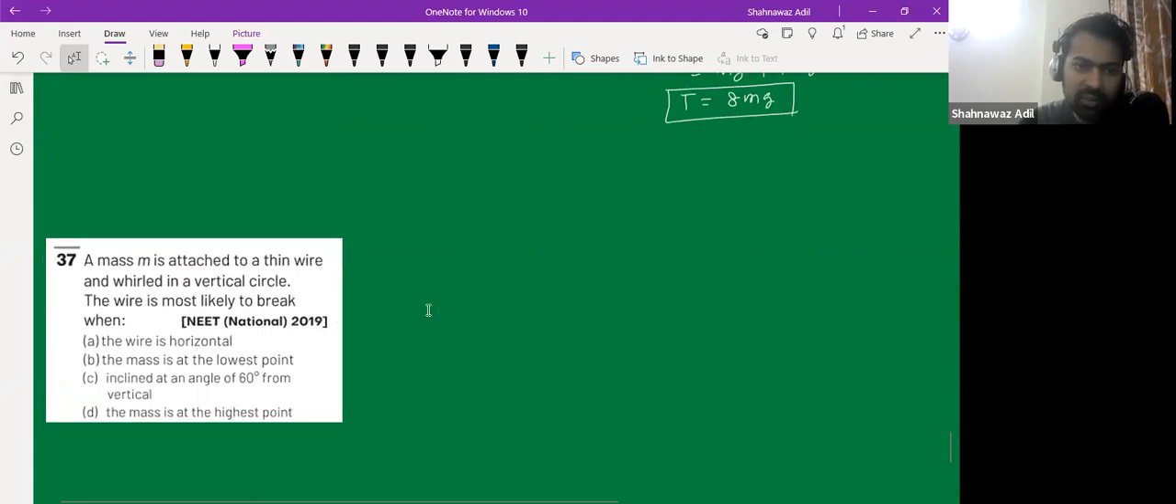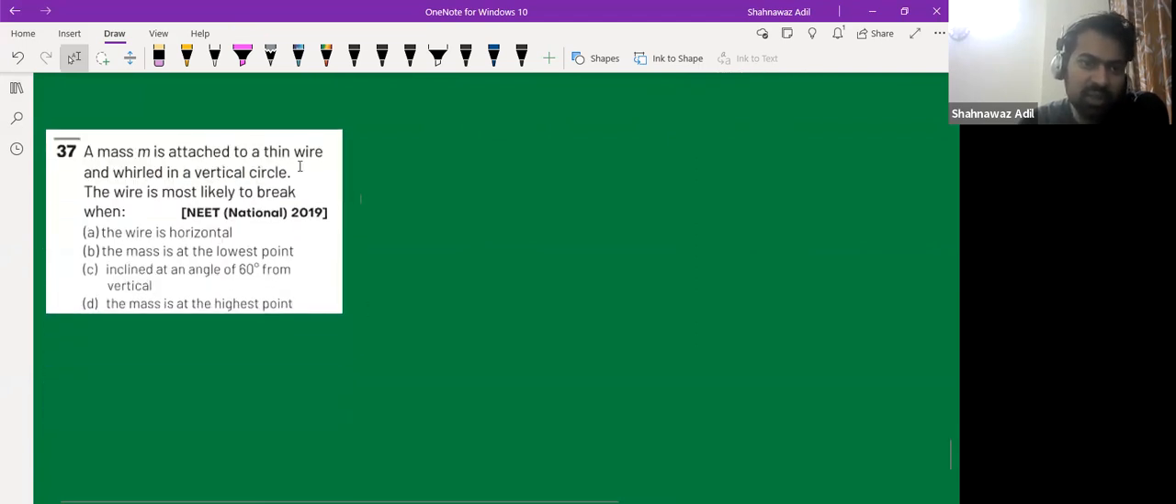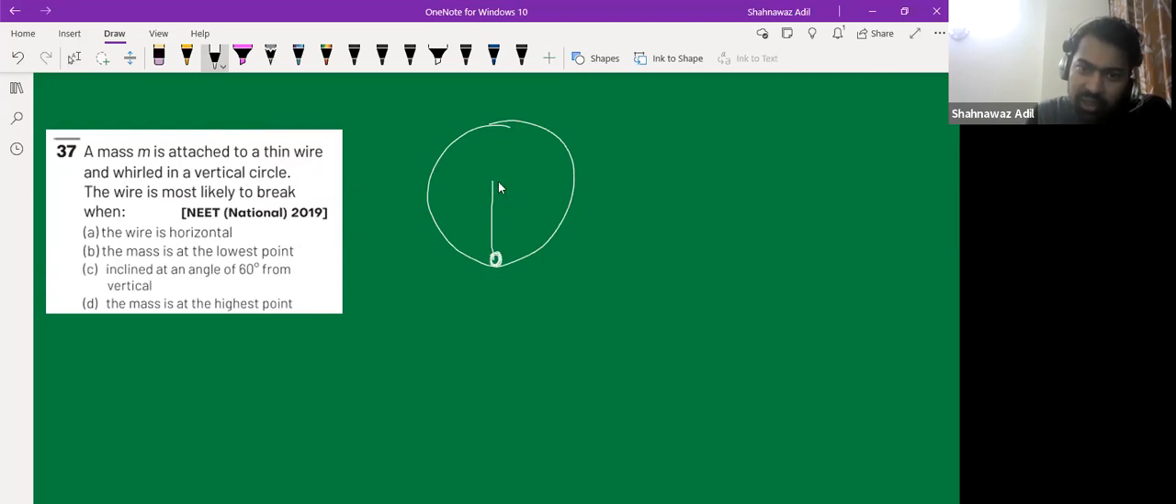A mass M is attached to a thin wire and whirled around a vertical circle, and the wire is most likely to break when the wire is horizontal, at the lowest point, inclined at an angle of 60 degrees with the vertical, or when the mass is at the highest point, right? So we have this vertical circle and this mass is rotating, right? It is here, here, here, here.